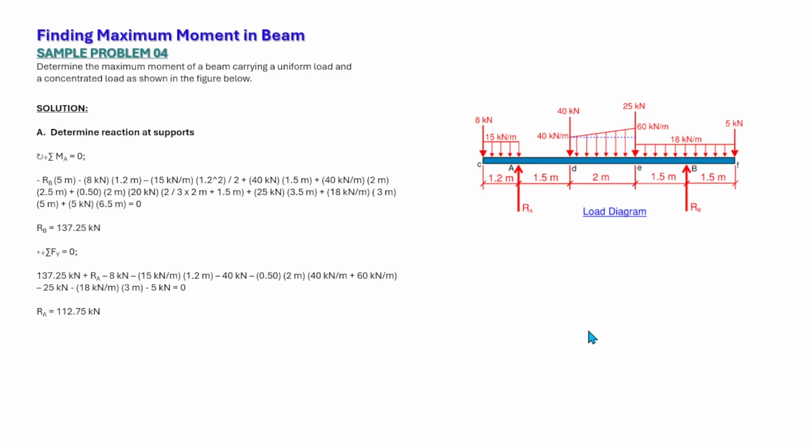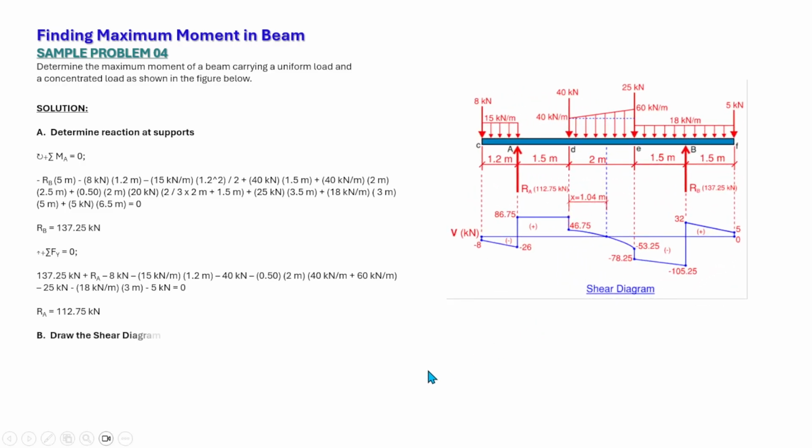So now we have determined the reaction at point A and point B. So we can now proceed to draw the shear diagram. So to draw the shear diagram, at point C, shear is 0, and we have a negative 8 kilonewtons. So from 0, it goes down to minus 8.